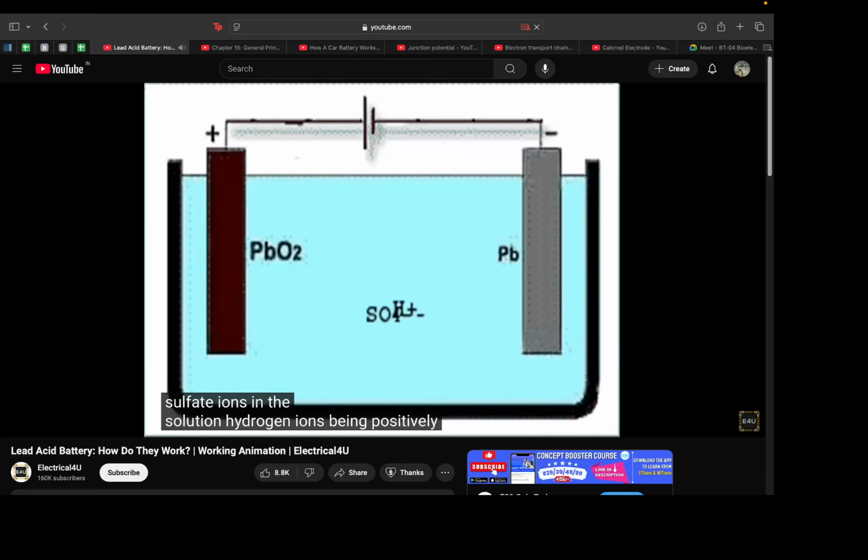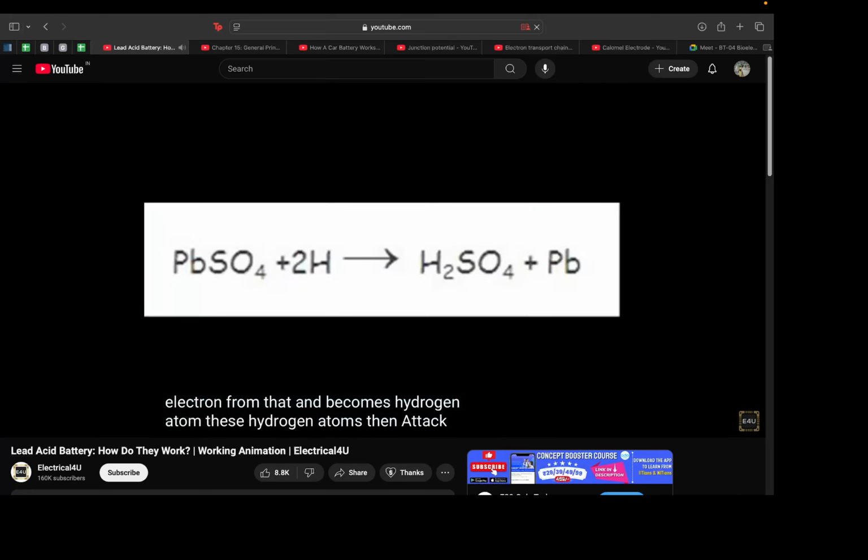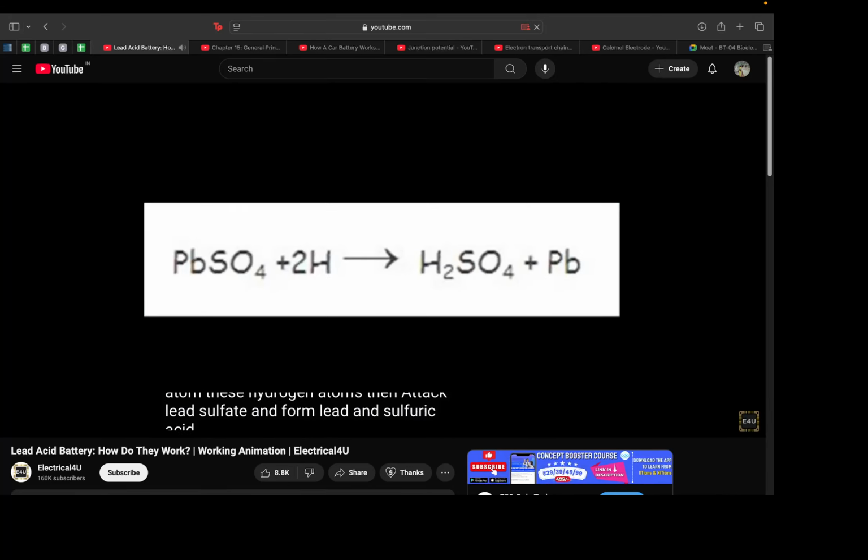Hydrogen ions, being positively charged, move to the electrode connected with the negative terminal of the DC source. Here, each hydrogen ion takes one electron from that and becomes a hydrogen atom. These hydrogen atoms then attack lead sulfate and form lead and sulfuric acid.